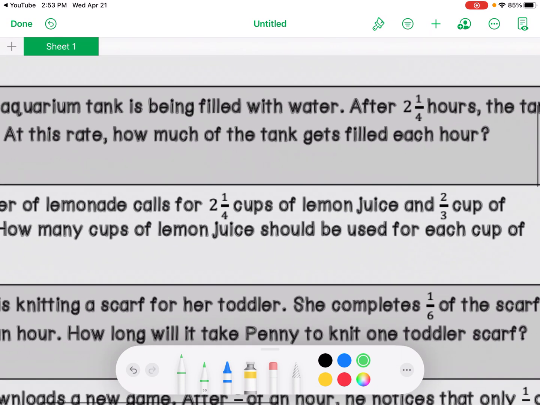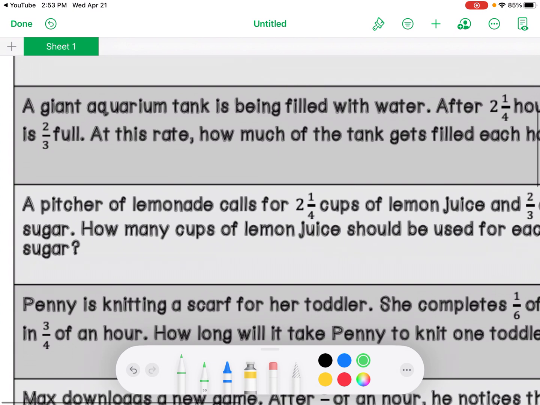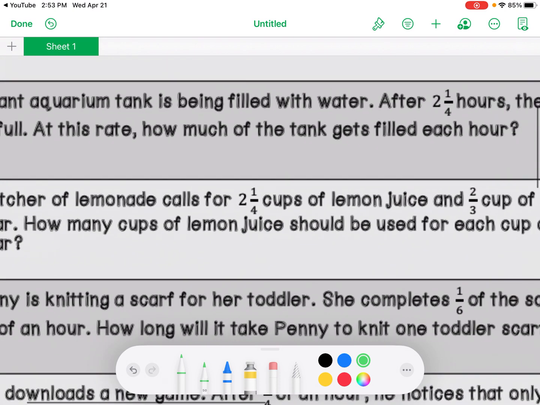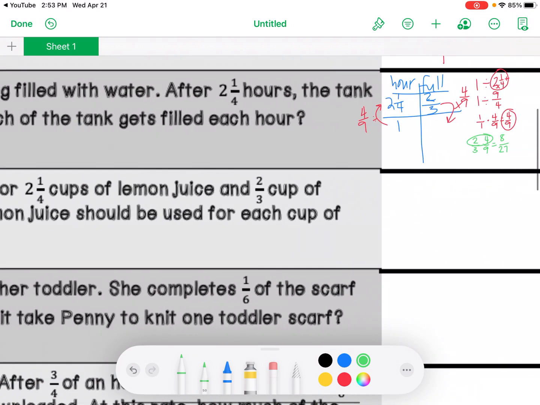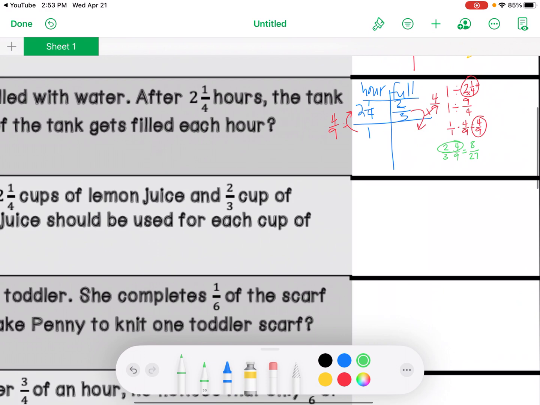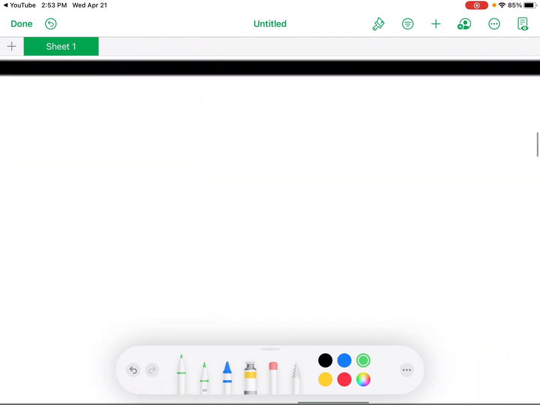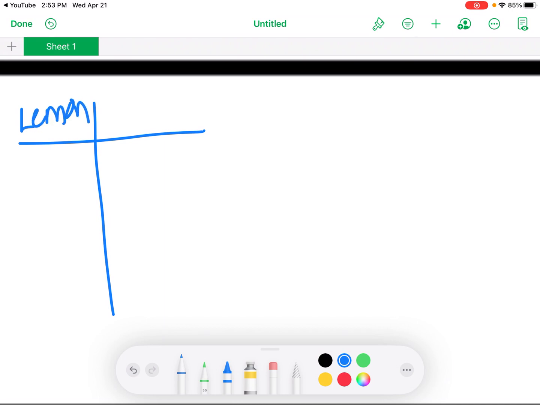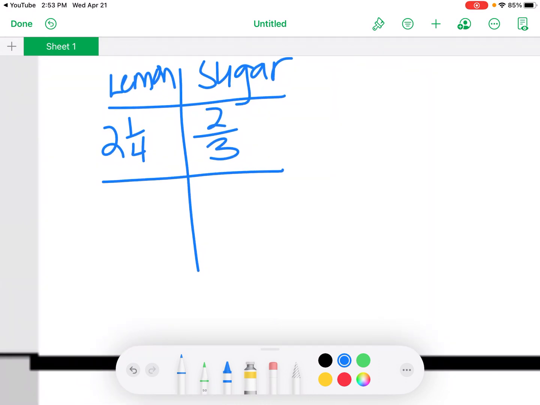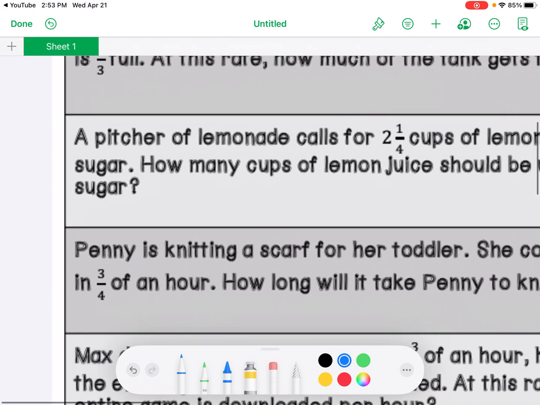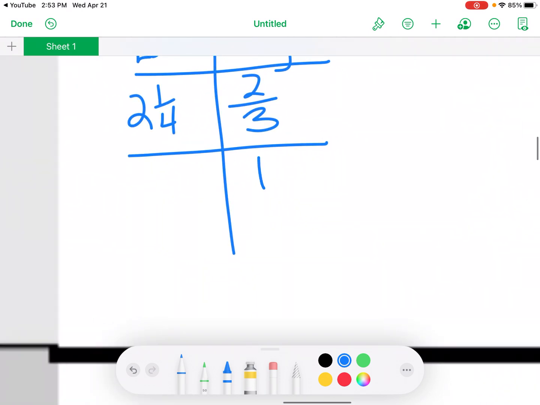All right, the next one says a pitcher of lemonade calls for 2 1/4 cups of lemon juice and 2/3 of a cup of sugar. How many cups of lemon juice should be used for each cup of sugar? So 2 1/4. So I have lemon and sugar, 2 1/4 for 2/3, right? Yep. So they want each cup of sugar, yep. So the 1 goes in this column.